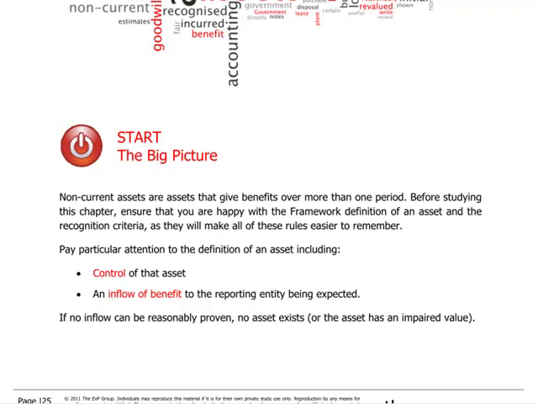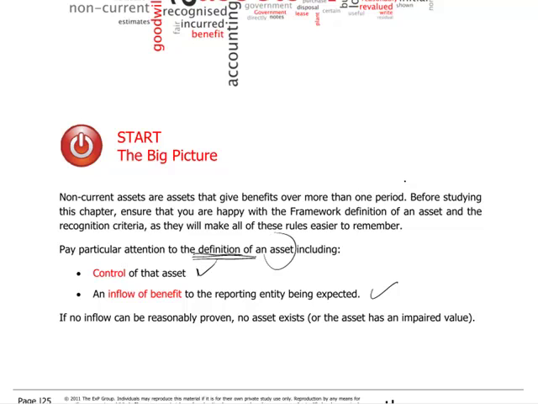So let's recap quickly. The definition of an asset: it is controlled by the entity, it generates an inflow of benefit to the reporting entity, and also it is the result of a past event. So this is the definition, and as long as we meet this definition, and there were two criteria of recognition in addition to that, then we recognize the element in the financial statements.